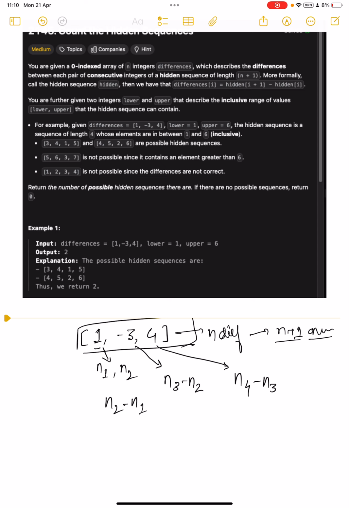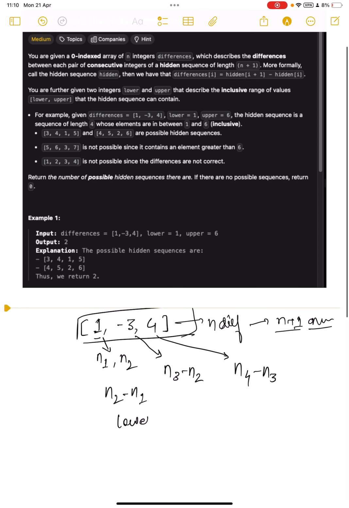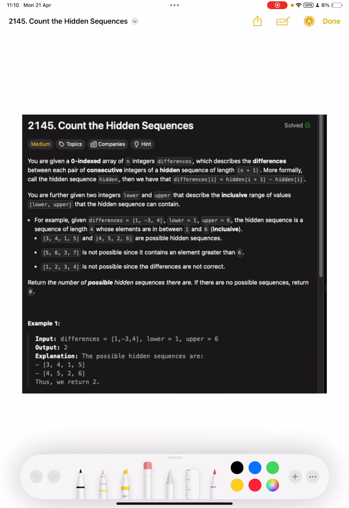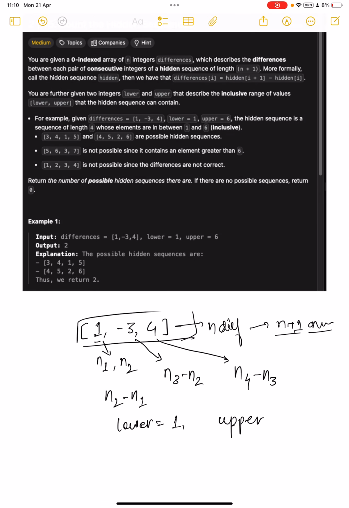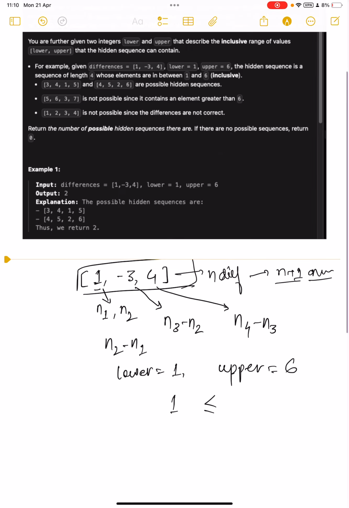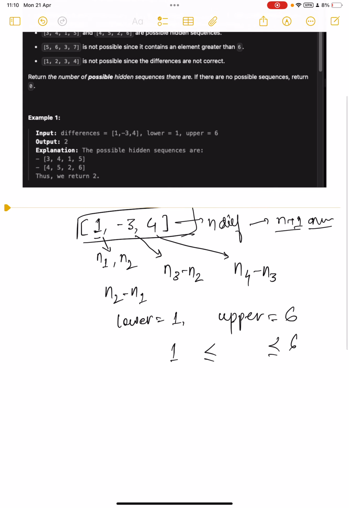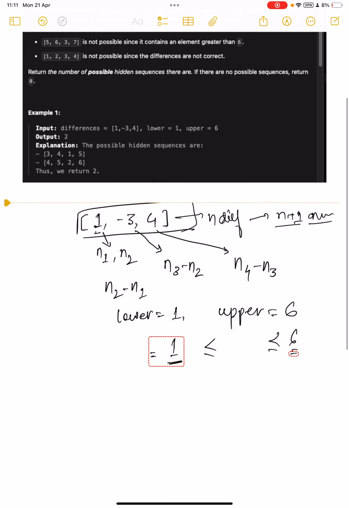And they have also given us the two limits, which are the lower limit and upper limit. In this example, we have been given two limits, where lower is 1 and upper is 6. So now we have to find all the numbers which lie between 1 and 6. So what you do is you start with the lower number, which is 1, and the upper number is 6. You start with that and try to find all the numbers starting from 1.